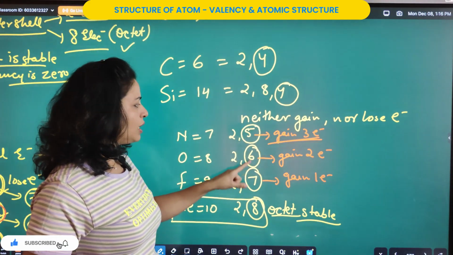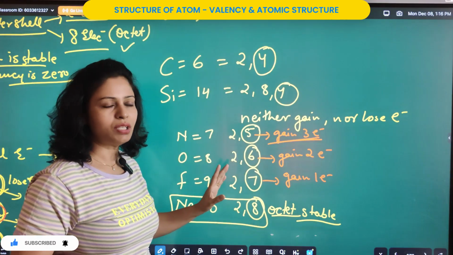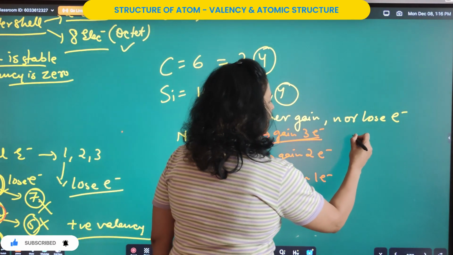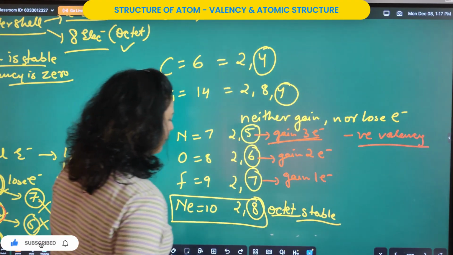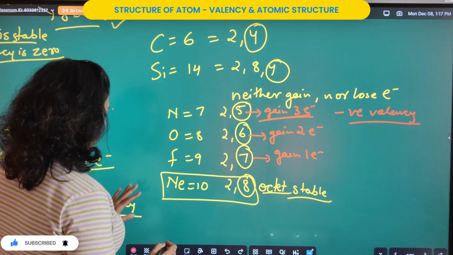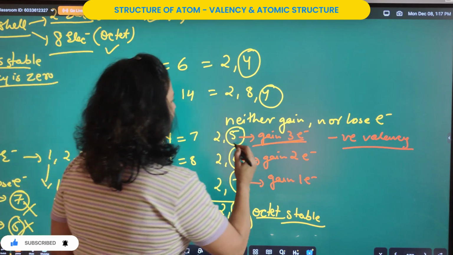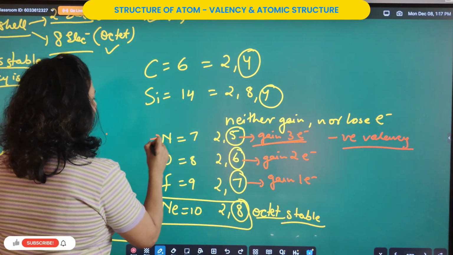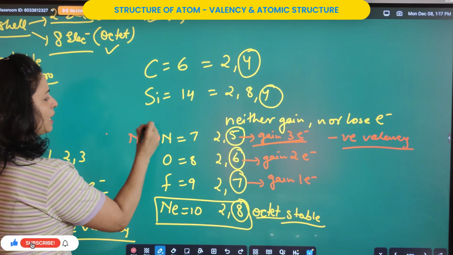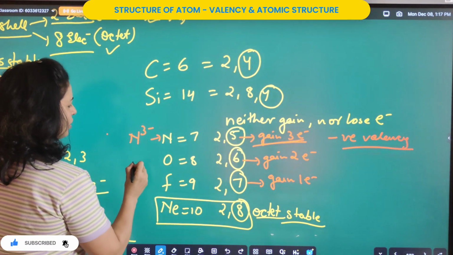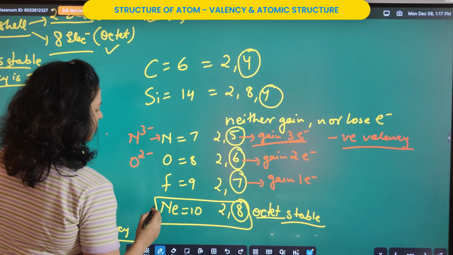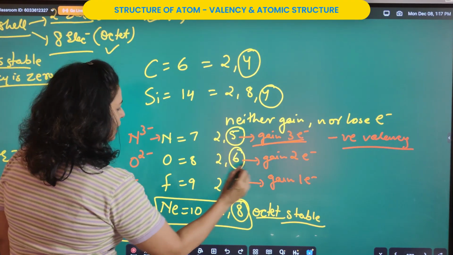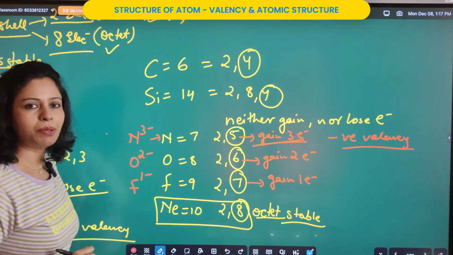So whenever the outer shell is having 5, 6 or 7 electrons, they always gain. So gaining electrons will have negative valency. Okay. So when I say nitrogen, nitrogen valency will be N3 minus because it gained 3 electrons. Oxygen valency will be 2 minus, it gained 2 electrons. Now fluorine has gained 1 electron, so it will have valency 1 minus.